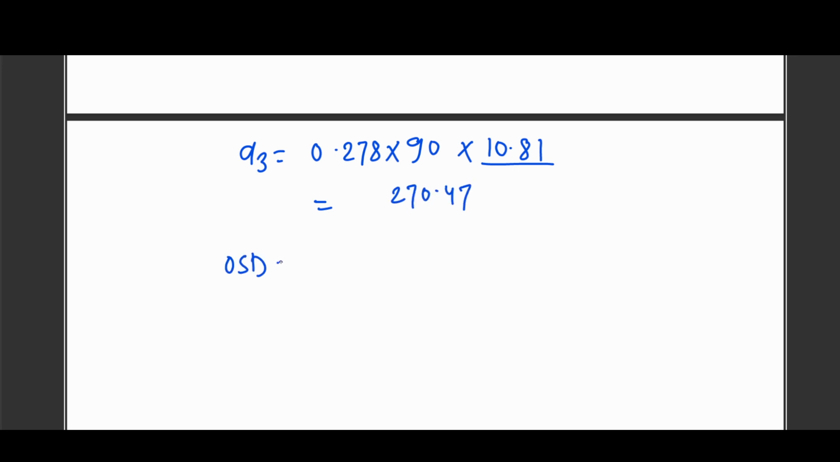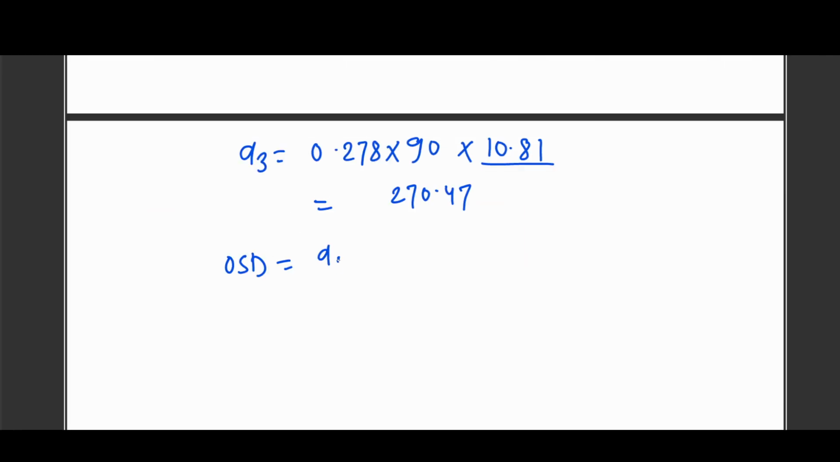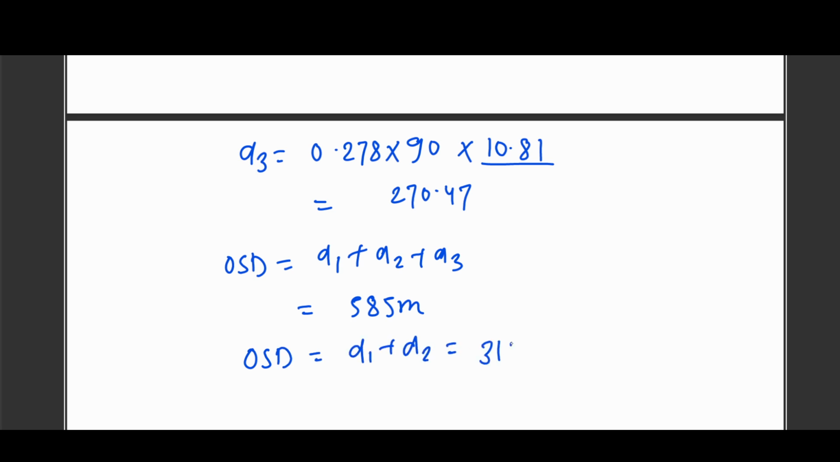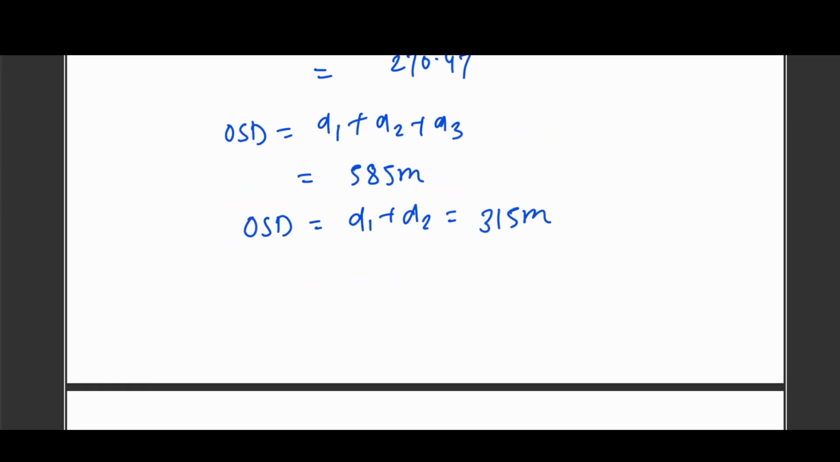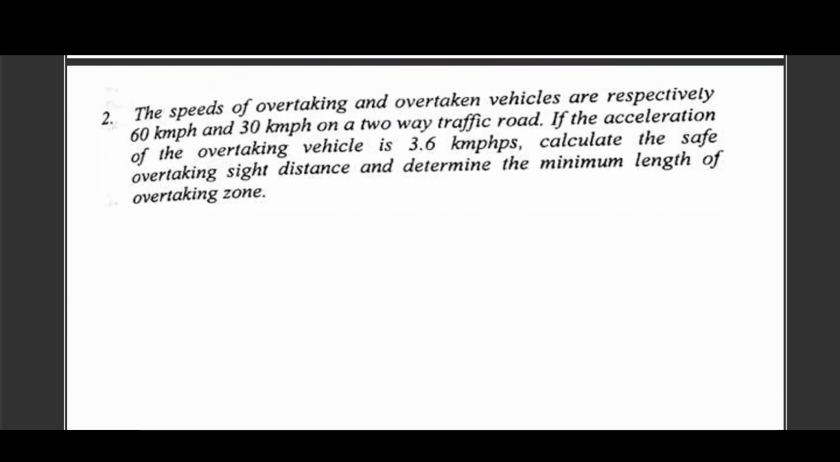So OSD for the first case, meaning 2 lane with 2-way traffic, we need to consider the d3 as well. So d1 plus d2 plus d3, the value is 585 meter. And OSD for the second case will be d1 plus d2, and the value will be 350 meter. So like this the question is done, and let's move on to the next question.